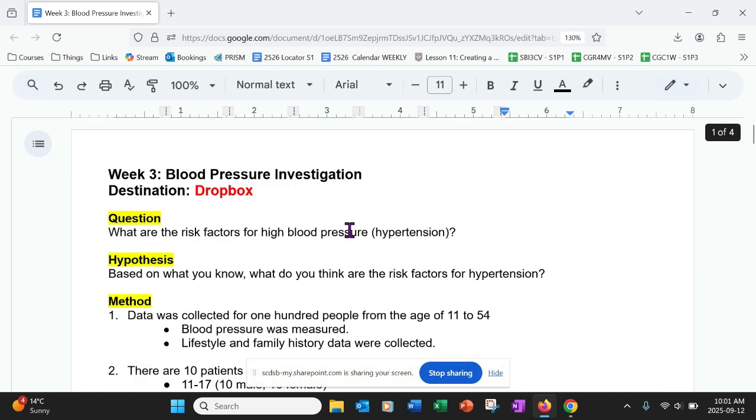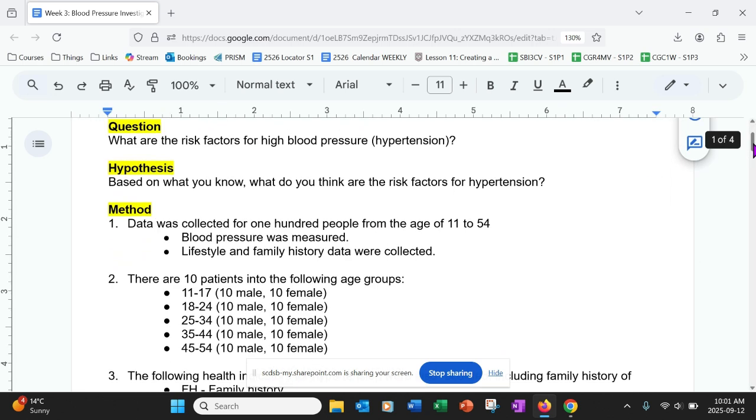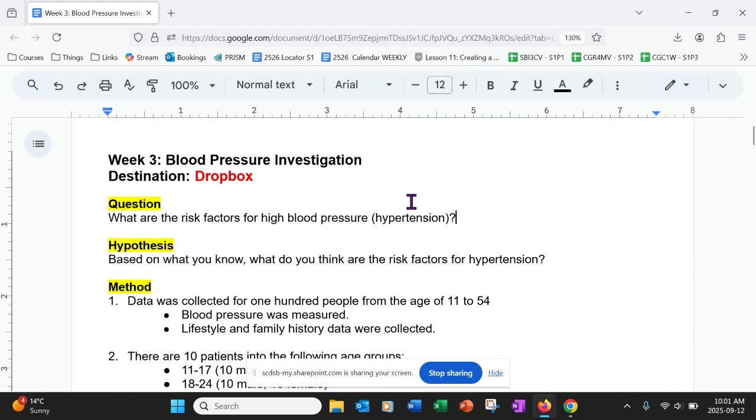All right, so we're going to quickly share with you the blood pressure investigation lab. I'm just going to read through it so you understand what you're doing. You're really only going to be working with the data, so I've placed all of the questions and hypotheses and the method in for you, so you can see it as per the scientific method.